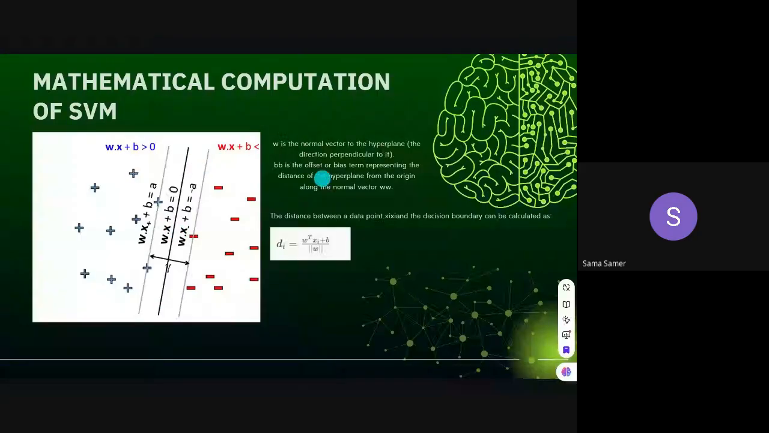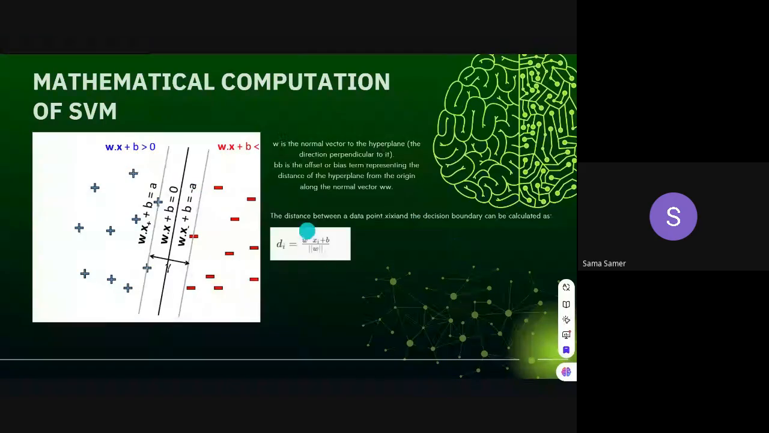And b is the offset or the bias. This represents the distance of the hyperplane from the margin, along with the normal vector W. And the bias is determined by a mathematical equation, and I would share it with you, but not now. I will send you full documentation about the computation of how we determine the W and how we determine the b. And the x is the feature that we have.